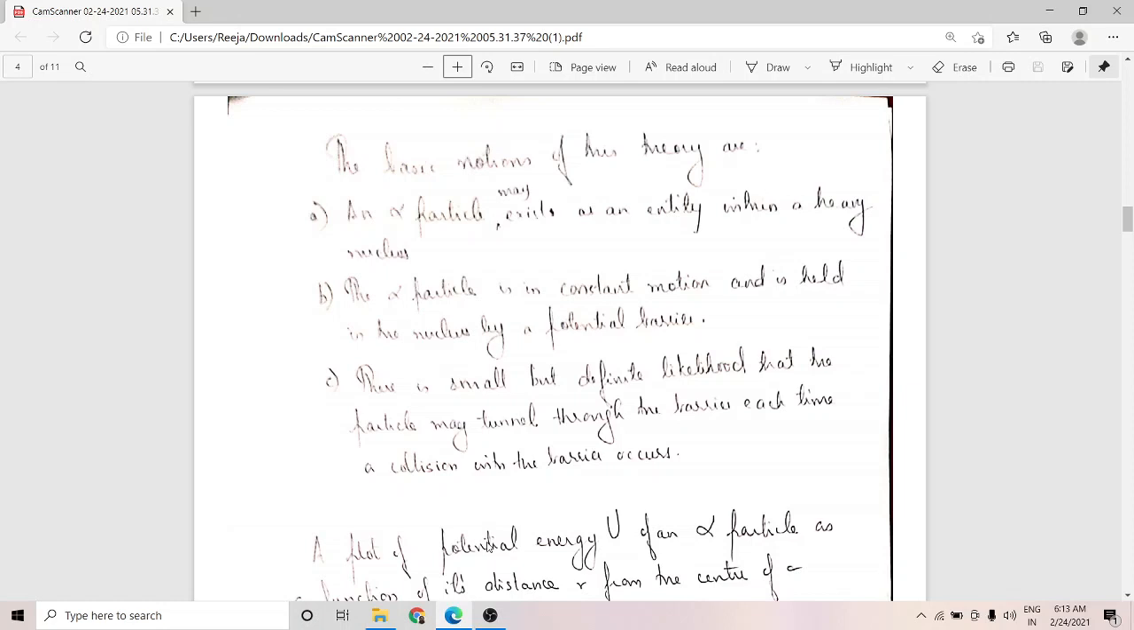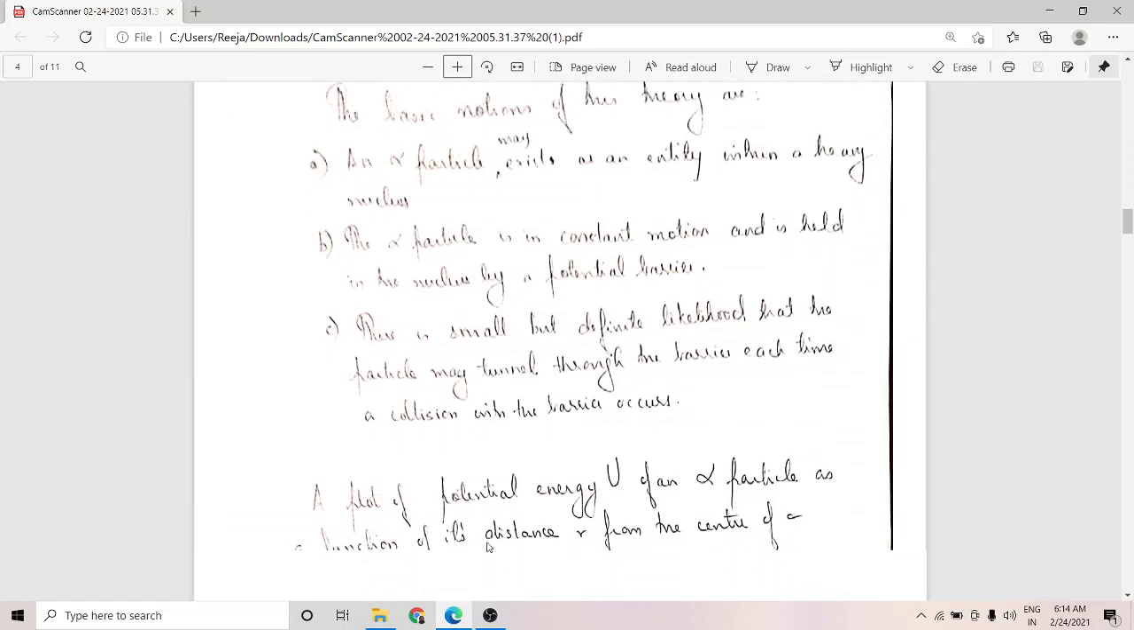The alpha particle is in constant motion and is held inside the nucleus by the potential barrier. The alpha particle is constantly moving inside the nucleus and it's held by the potential barrier. Now there is a small but finite likelihood that the particle may tunnel through the barrier each time it collides with the barrier wall. So the alpha particle is continuously moving inside the potential barrier and hitting its walls, and during each collision there is a very small but finite probability for the particle to escape or tunnel through the barrier.